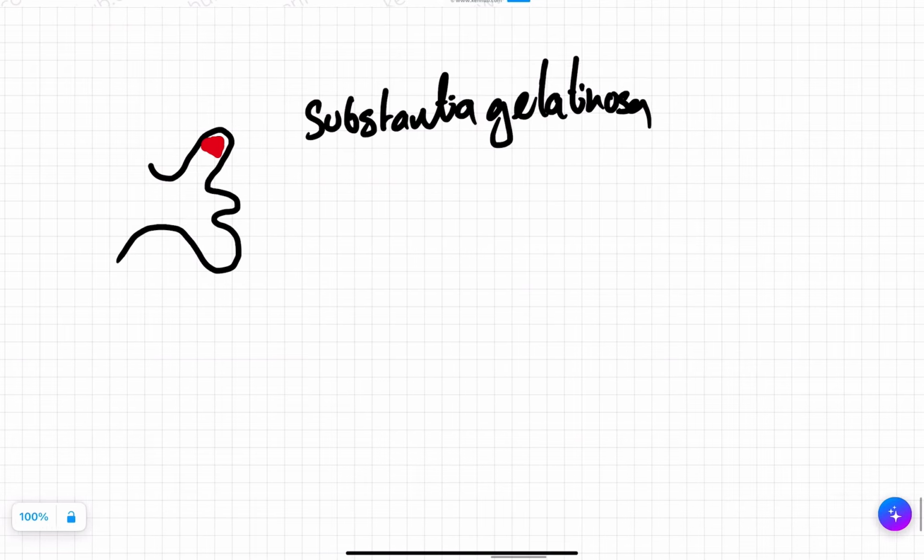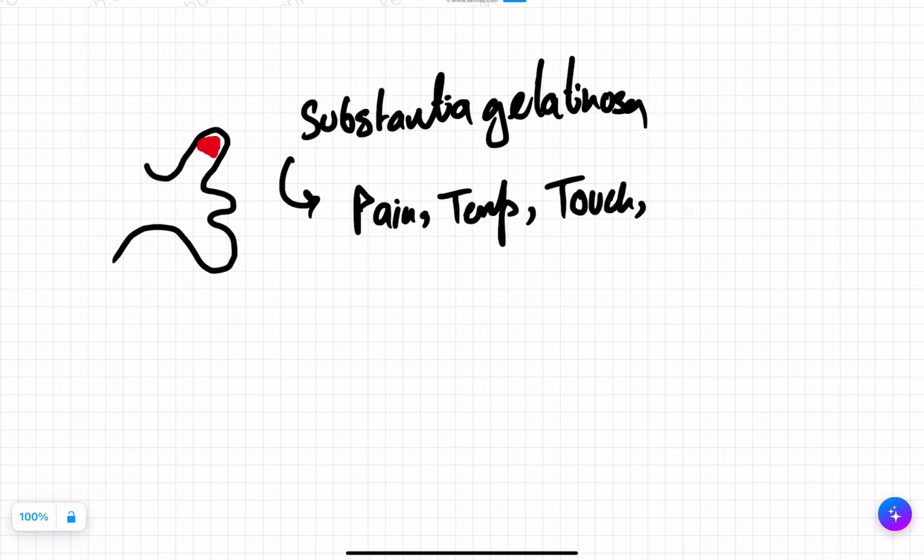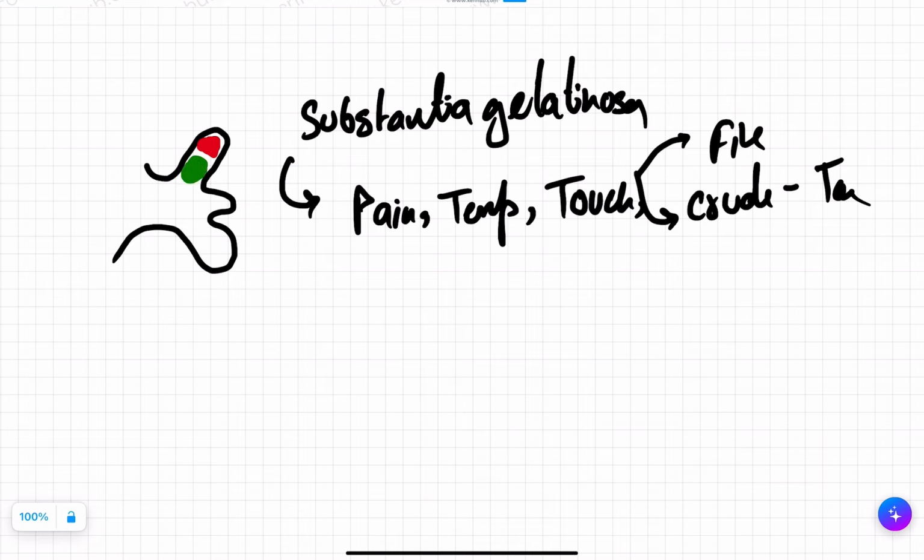Substantia gelatinosa is present throughout the length of the spinal cord. Why? Because it receives the fibers for pain, temperature, and touch. Got it? Touch will include both fine touch as well as crude touch. That is why this is present throughout the length. Now there is another nuclei of the posterior horn. This nuclei is known as nucleus proprius.